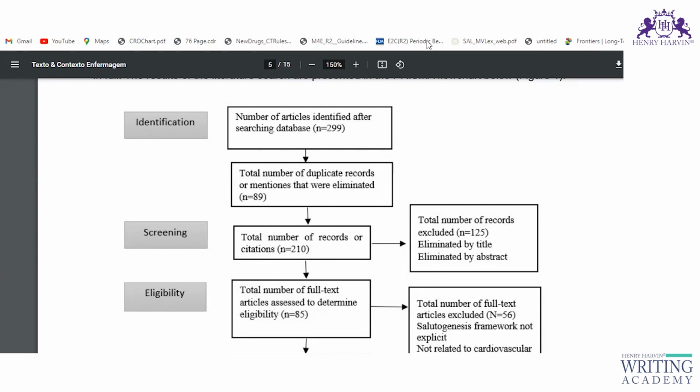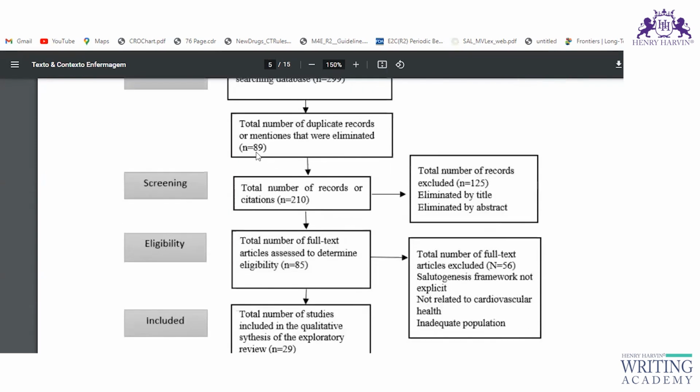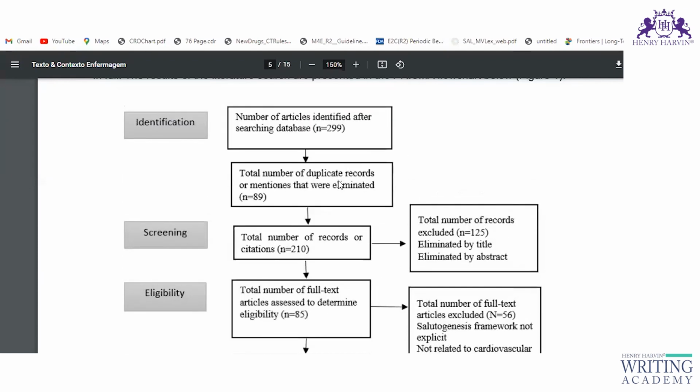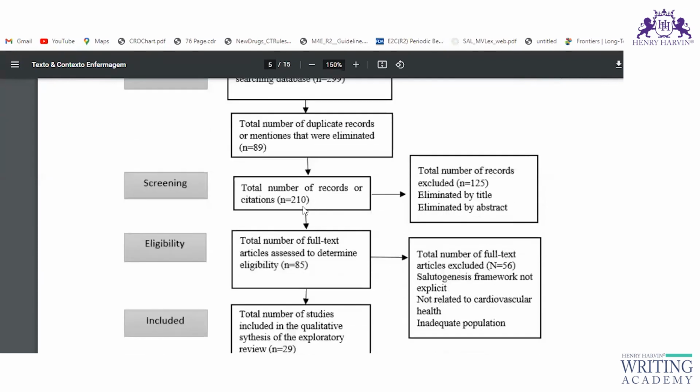Okay, so the total number of duplicate records or mentions that were eliminated: the author has eliminated 89 studies. Like 89 duplicate records were there, and after eliminating those records, the records which are left for screening are 210.